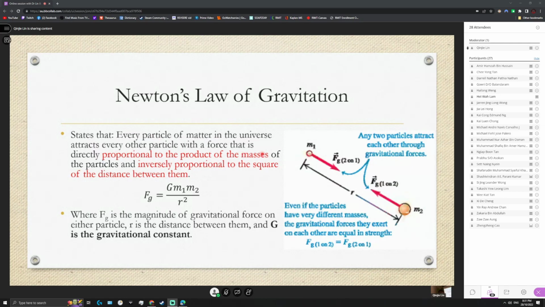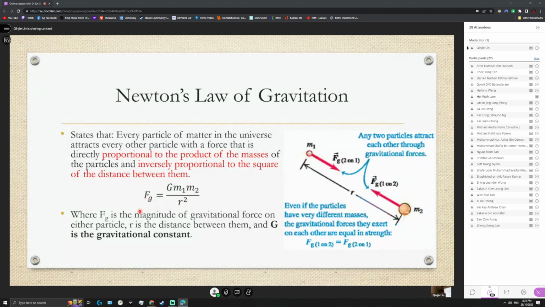So now there's Newton's law of gravitation. Newton has a lot of laws. So for gravitation, he also has this law. Every particle of matter in the universe attracts every other particle with a force that is directly proportional to the product of the masses of the particles and inversely proportional to the square of the distance between them. So this long sentence can be described using this equation here.